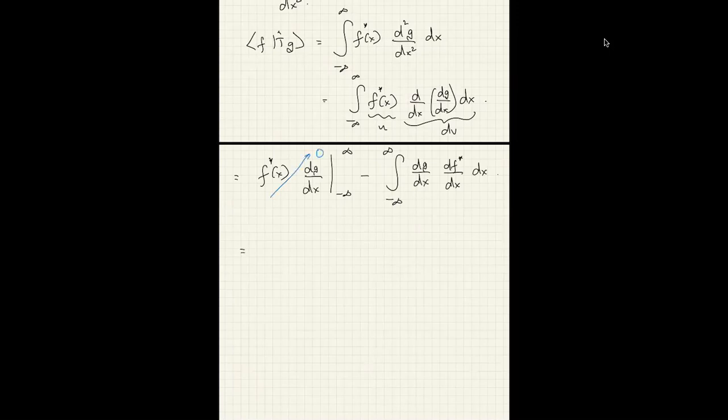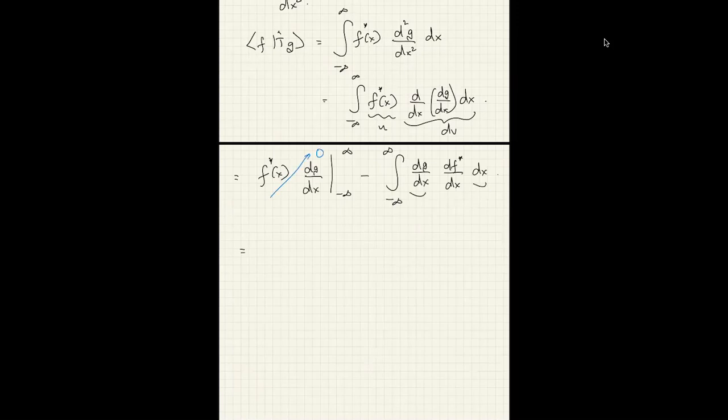Now, on what remains, I will do another partial integration. Remember that I am taking the two derivatives from g, and I want to transfer these two derivatives onto f star. That is my goal. Okay. So I will do another partial integration here, and I will assume that dg dx times dx is my dv.